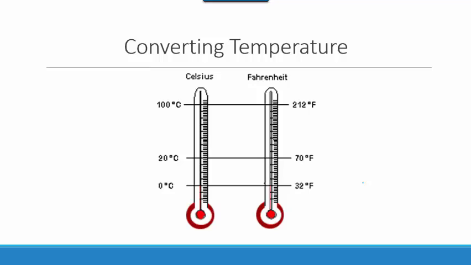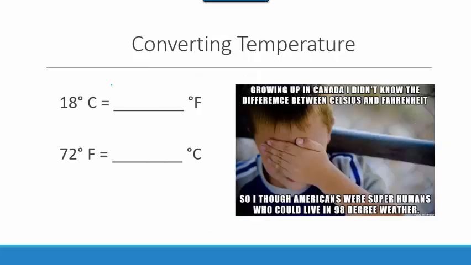Converting temperature, so if you look on the second page of your formula sheet, there's 2 different formulas there. One tells you that Fahrenheit is equal to 9/5 times Celsius plus 32. And there's another formula that tells you that Celsius is equal to 5/9 times Fahrenheit minus 32. So we're going to be using these 2 formulas to convert temperature. So let's look at the first one.